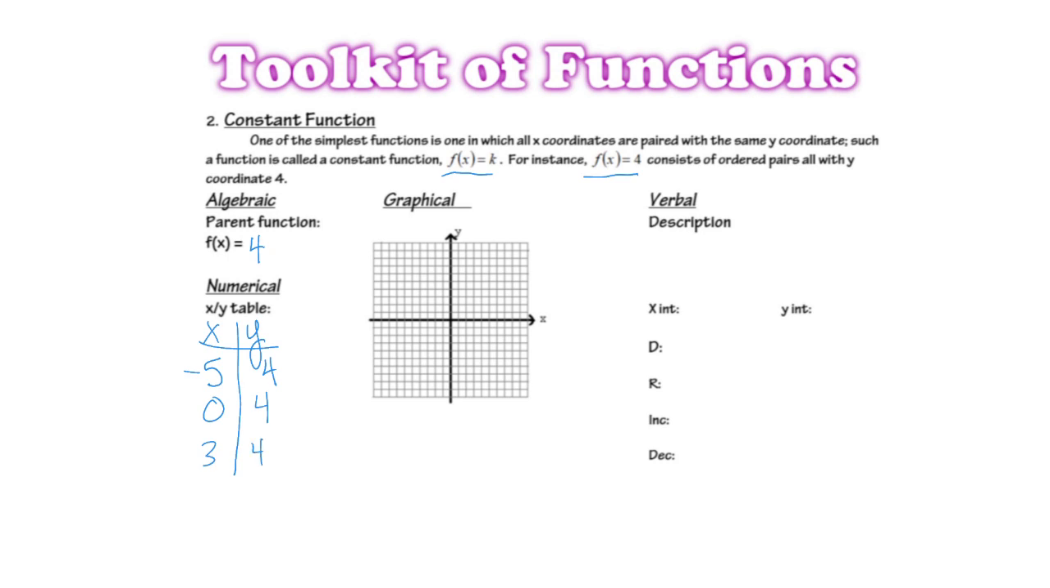Now I want to plot some of those points. If you plot (-5, 4), it lands right here. (0, 4) would land here, and (3, 4) would land right here. You start to see the pattern. When we connect these points, it creates this line, and that is your verbal description. Not just any line, and not a straight line, because all lines are straight. The verbal description is that it is a horizontal line.